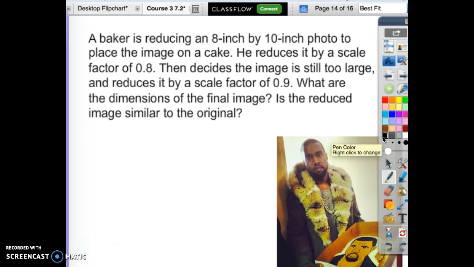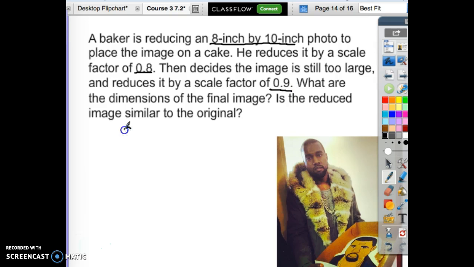We have a baker who has a photo and he is going to reduce that. He has an 8 by 10 photo and he is reducing it. He's first going to reduce it by 0.8, then it's still too big, so then he's going to reduce it by 0.9. So we have to figure out the final dimensions and figure out if they're similar.